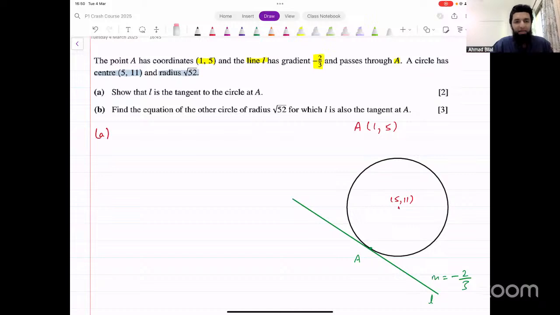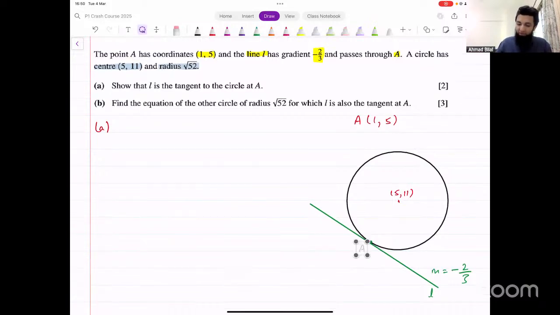Now we need to show that L is the tangent to the circle at A. Now I've drawn this assuming that it is the tangent, but how do we prove this? How do we prove that this line L is a tangent to the circle? Now there are two things that you have to prove here. Number one is that this point A, first of all, lies on the circumference. We do not even know that as yet, that the point A lies on the circumference.